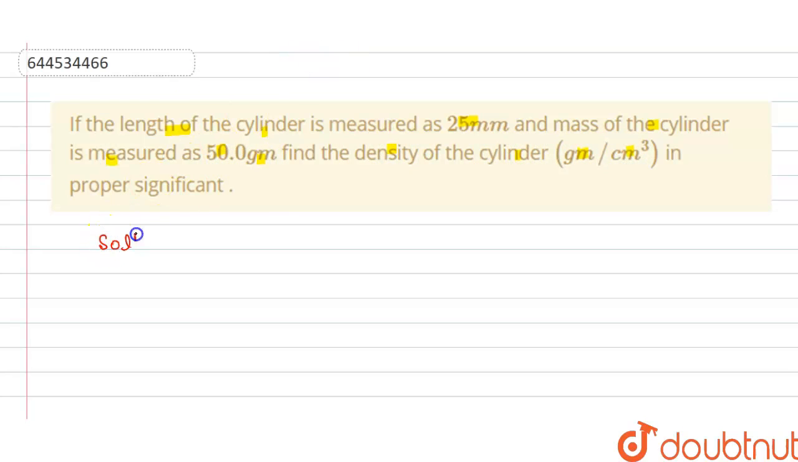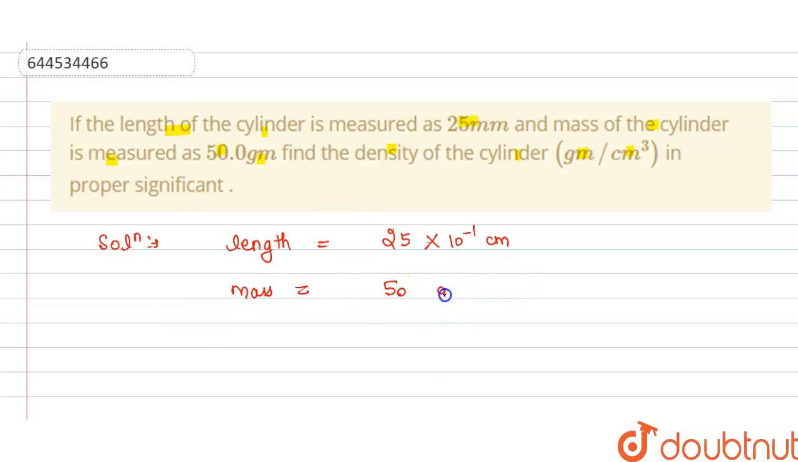So the solution of this question is, we have the length is 25 mm. So we can write here, this is 25 multiplied by 10 power minus 1 centimeter, and we have the mass of the cylinder is 50 gram.